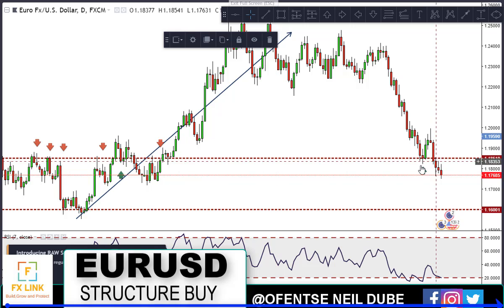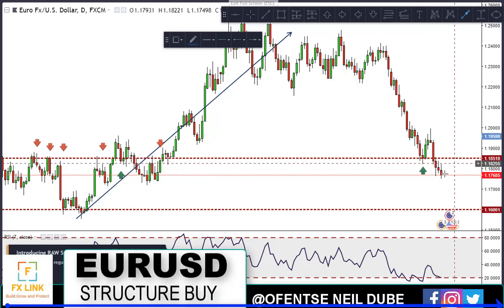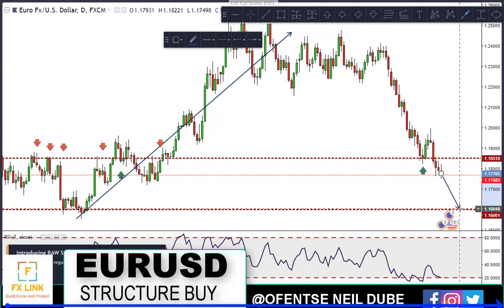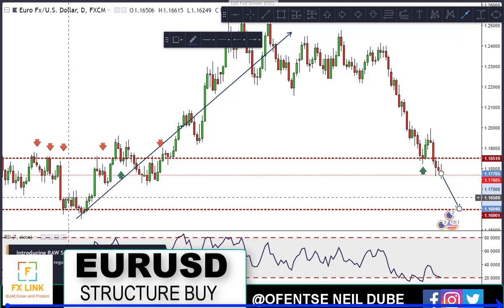Now, as soon as we got a break and close below the structure level, this is where I was waiting for price action to at least give me a push back to the structure, to this demand area, before I start anticipating a buying opportunity.